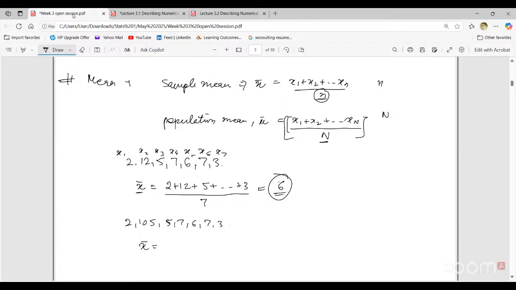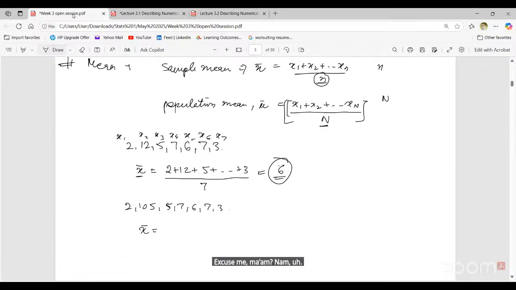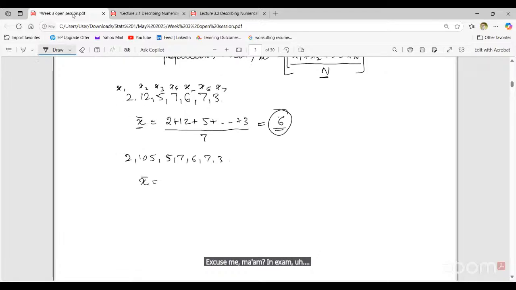Ma'am, a question. In the exam, will they ask us to find the sample mean or the population mean? Yeah, it will be clearly stated what you have to calculate. Don't worry about it. We will be clearly stating what you have to calculate. Okay.